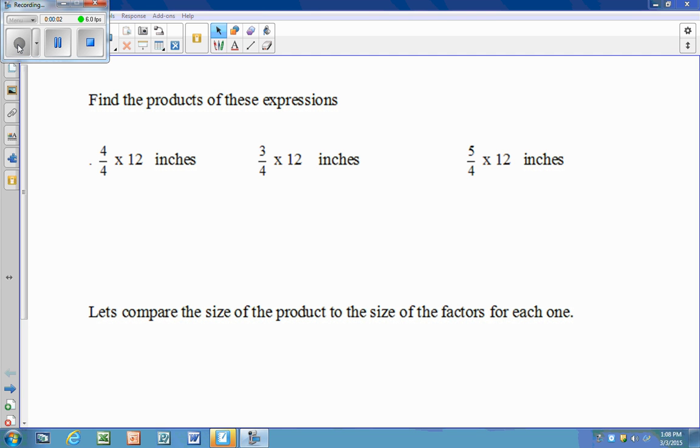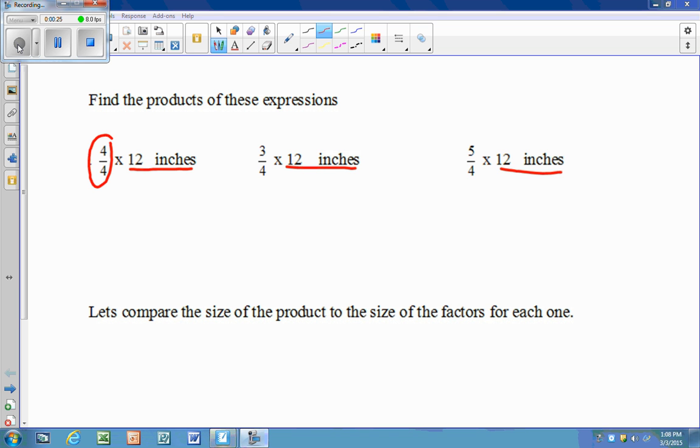Lesson 13 is we're going to use a scaling factor for Module 4. So we're going to start by looking at this where it says find the products of the expressions. And I'm going to notice that one of the factors in every single problem is a 12. So first thing I'm going to do is look at what I'm multiplying it by. So I'm multiplying it by 4/4.